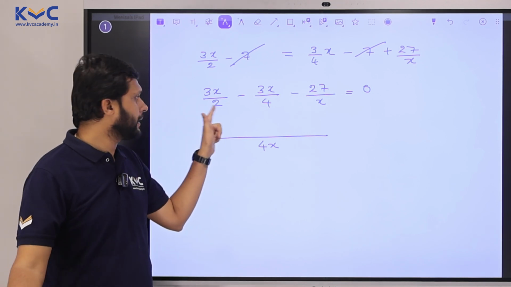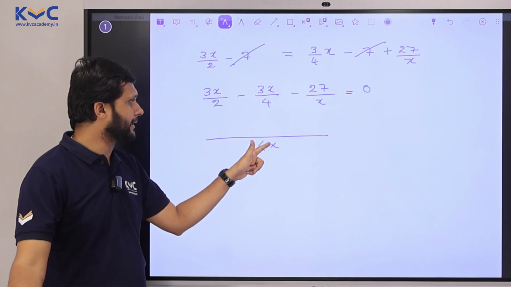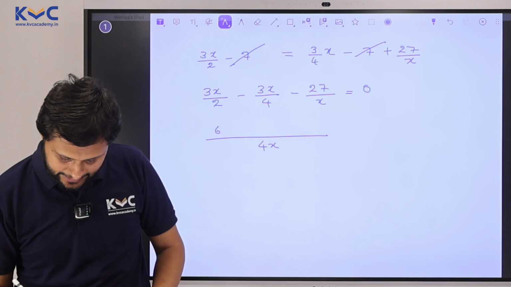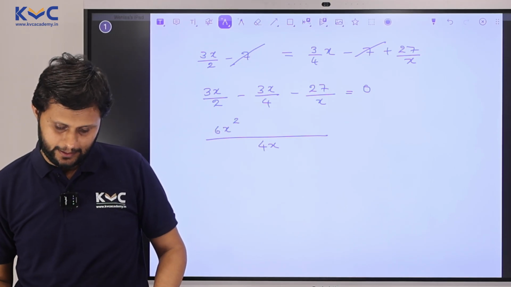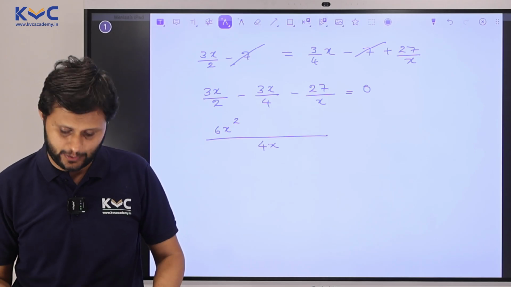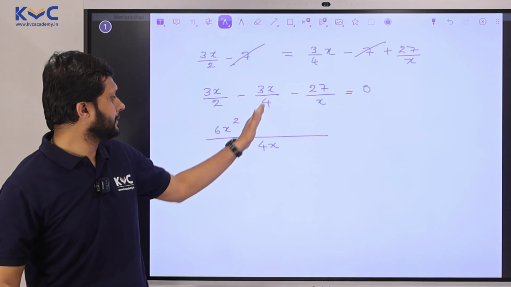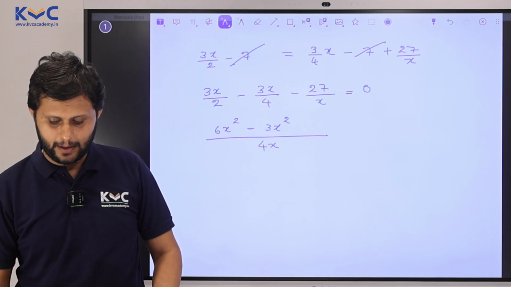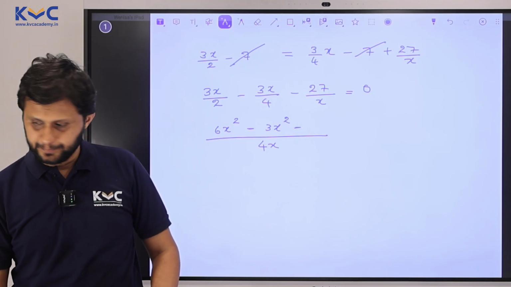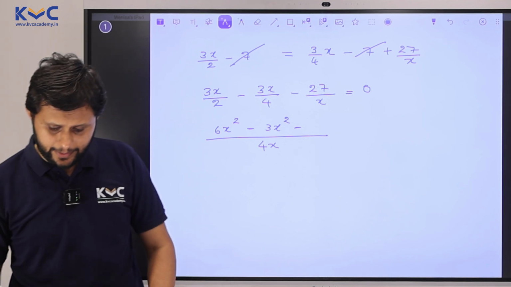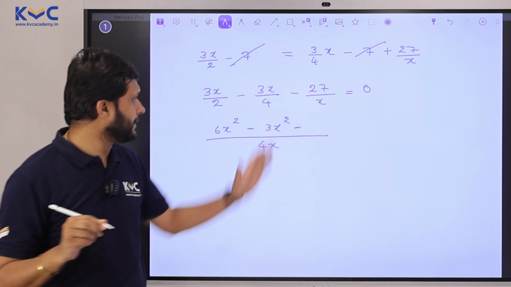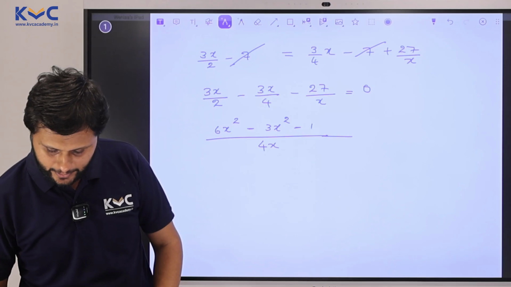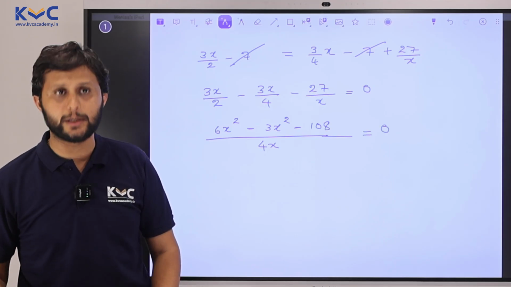Now here we have 2. But LCM is 4, so we have to multiply with 2x, correct? So 2x will multiply. 2x into 3x is 6x square. Correct, no? We have to multiply with 2 and with x, 6x square. Minus 4 is already there. X is to be multiplied, so we get 3x square. Minus 27. 27 is there. 27 into x is already there into 4. 27 into 4. How much is that? 27 into 4 is 108 equal to 0.